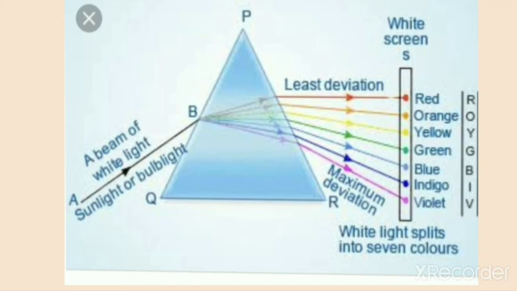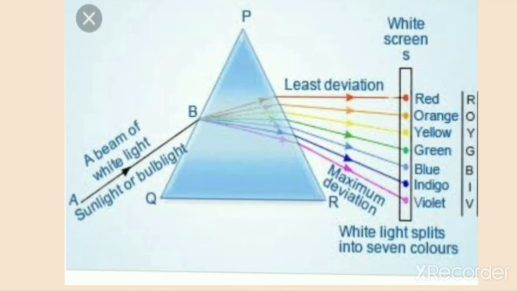Clear? What he observed was that when the white light was passed through the prism, a colored patch like a rainbow appeared on the screen, meaning white light was split into seven colors. All seven colors form on the screen, and the sequence is VIBGYOR: violet, indigo, blue, green, yellow, orange, red, as you can see. This phenomenon of splitting of white light into seven colors when passed through a prism is known as dispersion. Clear? This was first observed by Newton.